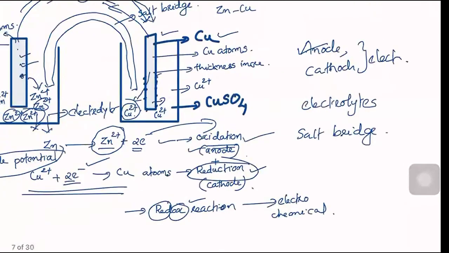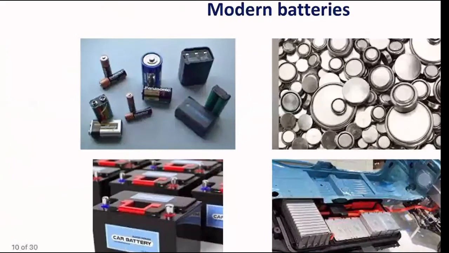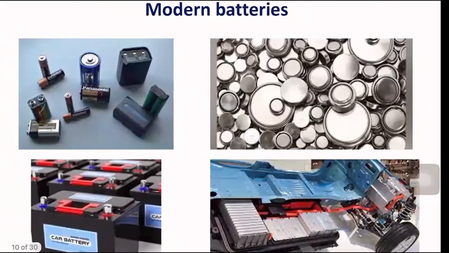What happens to the anode after some time? Anode size will be reduced. What happens to the cathode? Cathode size will get increased, or the cathode will get enhanced, right? This is the working principle of a battery. So by studying the galvanic cell, we will be able to understand the working principle of a battery, and using that principle, we can make so many different types of batteries.